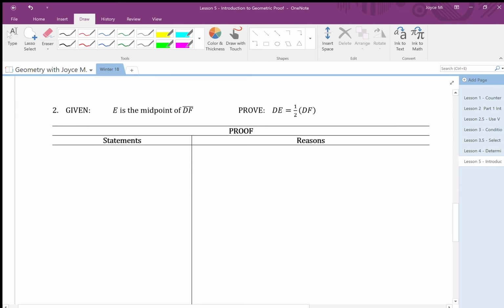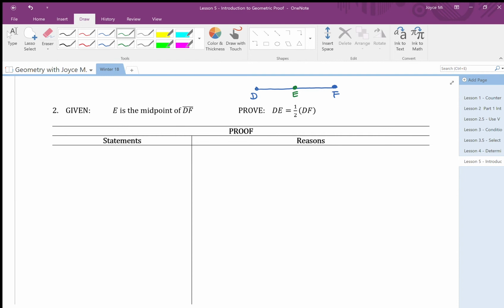In example 2 here, I'm given E is the midpoint of DF. I need to show that DE is equal to half of DF. Basically, I need to show that the midpoint divides the line segment into 2 congruent parts, right? So let me draw a little picture to represent that. I have DF. This is D. This is F. And E is the midpoint of these two. Again, the midpoint is right in the middle, making equal parts. So I need to prove DE is equal to half of DF. That's what I need to show.